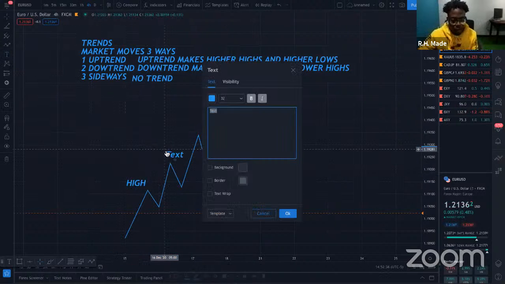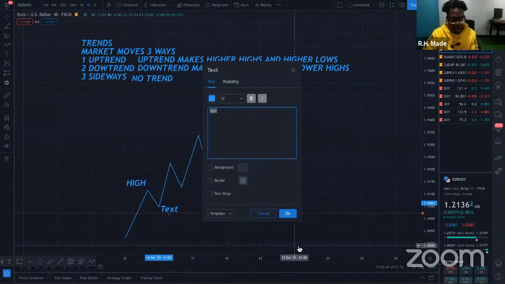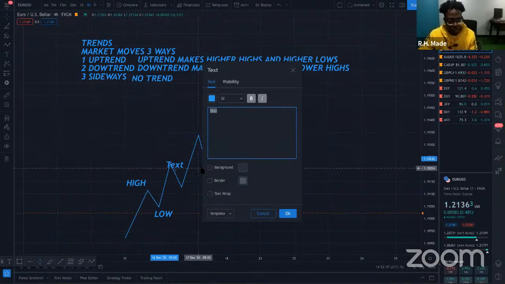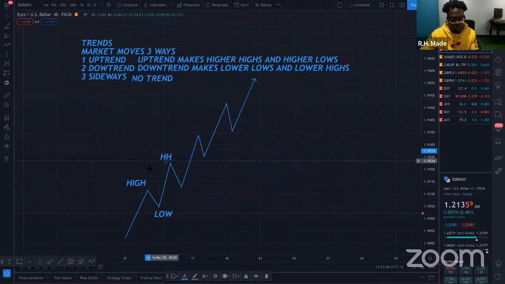Now, as we go on, you're gonna create higher highs and higher lows. So it's gonna be your first low. These are your two points of where this trend first started. So first high, first low. Now as you keep going and it continues to make higher highs and higher lows, you'll continue to see these little dips. This would be a higher high because this high is higher than this high. That's why it's called a higher high.